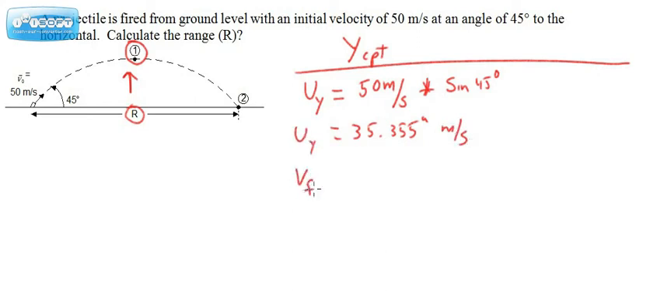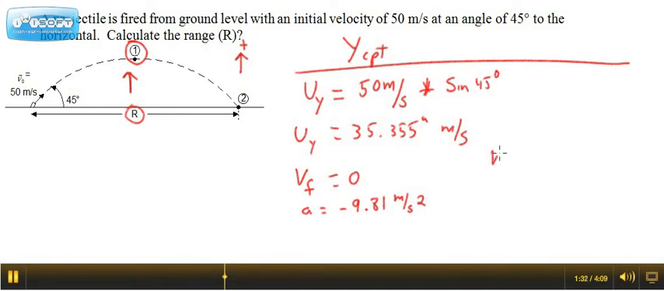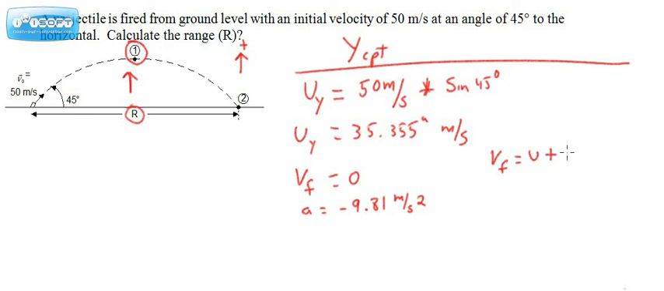What is my final velocity when I'm solving for the apex? It is 0. I'm saying up is positive. What else is happening? Acceleration due to gravity, minus 9.81 meters per second squared. What equation am I going to use? I'm going to use VF equals U plus AT.